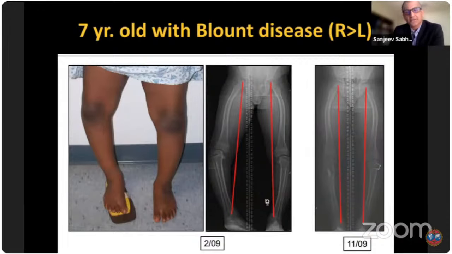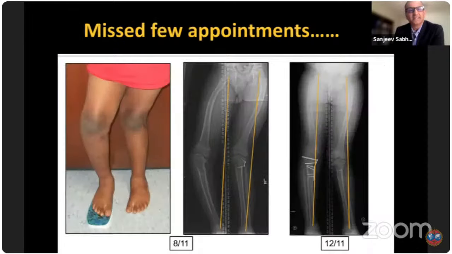This was a 7-year-old older patient that I still tried to do a guided growth on the left and a tibial osteotomy on the right. He quickly had a recurrence on the right, missed a few appointments, and you can see how the right side got worse, the left actually overcorrected, and then by the time he presented, he had this windswept deformity. On the right side, we tried to do a plateau elevation, which was partially successful, but didn't quite reestablish the mechanical axis deviation.